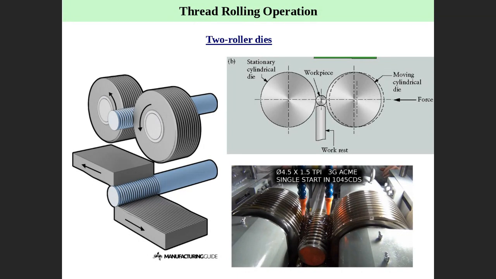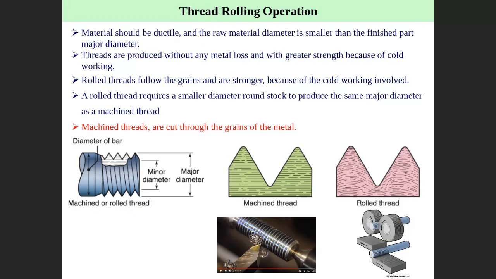Also, the thread profile can be made by machining. I think we discussed that in chapters 17, 18, and 19 on machining. If you remember, we used a turning operation to create the thread profile. So the thread profile could be made either by machining, or the same thread profile can be made using the rolling process. So rolling and machining. So what is the best?